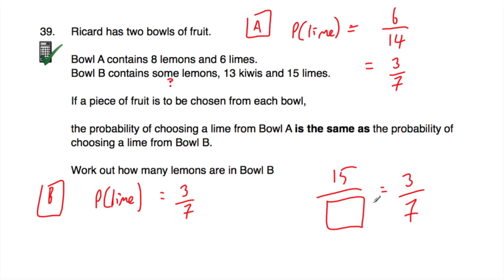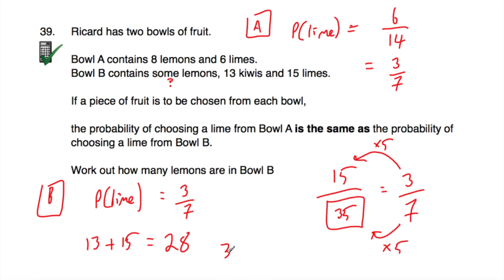So this is fantastic, because we can find this missing number now. To get from 3 to 15, we times by 5. So to get this denominator, we're going to do 7 times 5, and that's equal to 35. So that means there's 35 pieces of fruit in bowl B. That means now we can work out the number of lemons, because if we do 13 plus 15, that's equal to 28. And then if we do 35, the number of pieces of fruit, take away 28, that's equal to 7. So that means there must be 7 lemons.